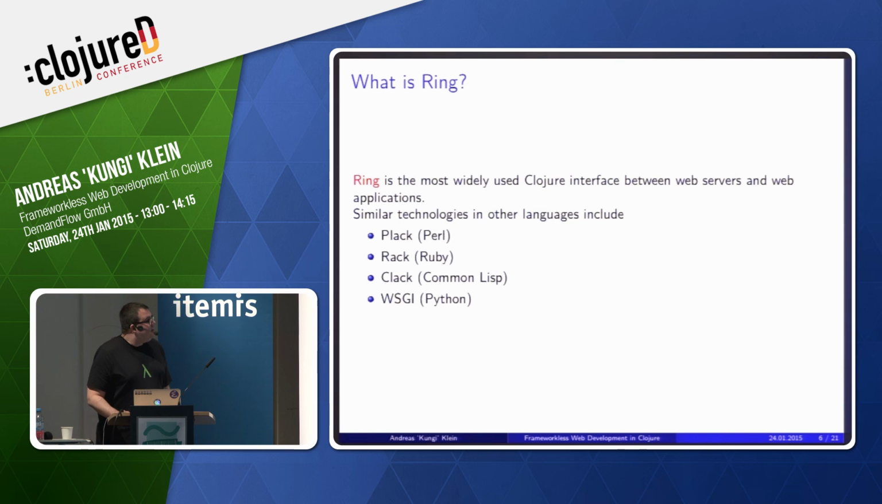So what is Ring? Ring is the most widely used Clojure interface between web servers and web applications. I don't know, is there any alternative to Ring? Did anyone do a web application in Clojure without Ring? clj-http, I heard? Okay. So no one. So Ring is the de facto standard. Similar technologies exist in other languages, like Plug, Rack, and WSGI, which somehow got it wrong, obviously.